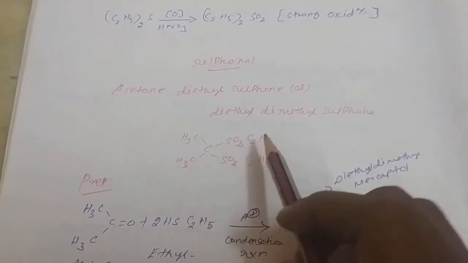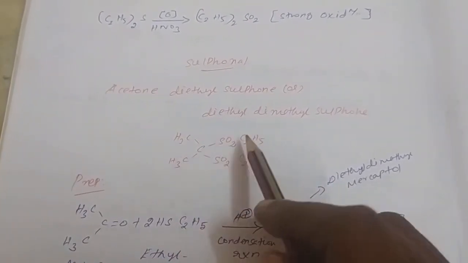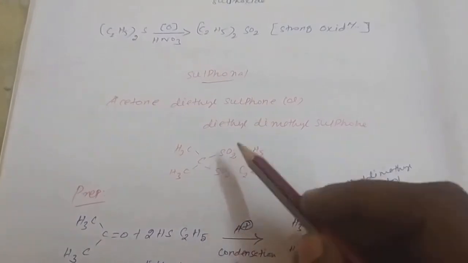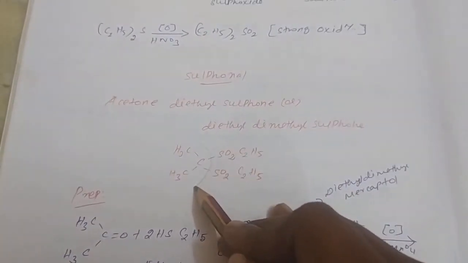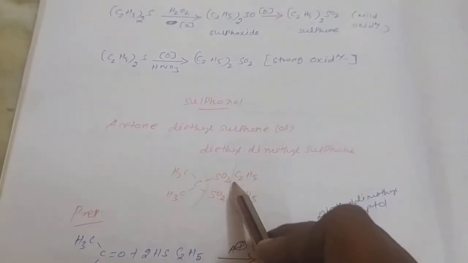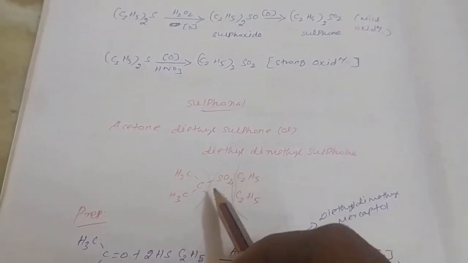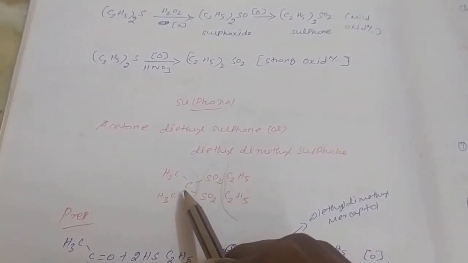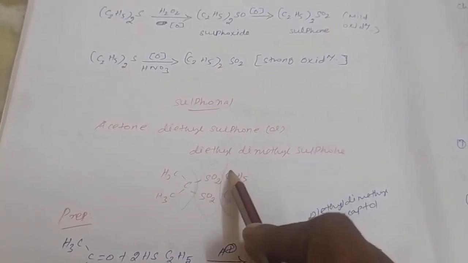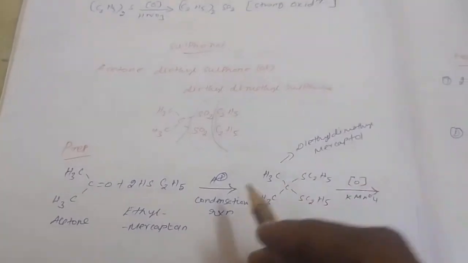So next compound is sulfonol. Sulfonol means acetone diethyl sulfone. This is the acetone part, this is diethyl, this is sulfone. So you named it: this is acetone diethyl sulfone, or diethyl dimethyl sulfone. Okay.